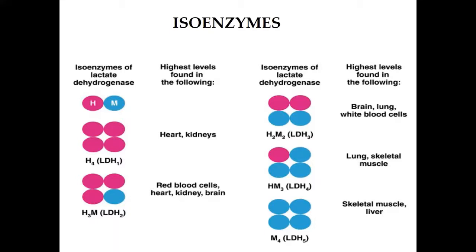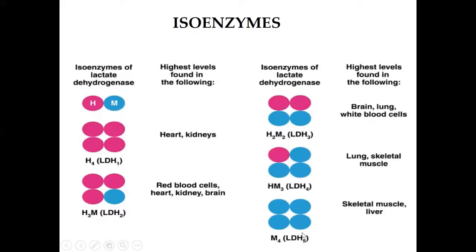The two subunits can combine randomly with each other, forming 5 isomers. It will be LDH1, which consists of 4 H subunits, and it occurs in a specific organ. LDH2 consists of 3 H and 1 M form. The next isoform will be LDH3, which has 2 M and 2 H forms. LDH isoform number 4 consists of 3 M and 1 H form.